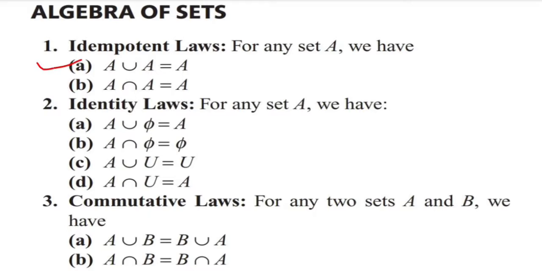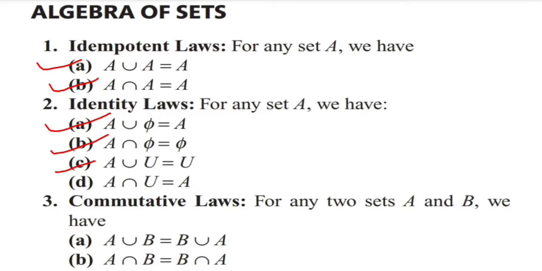Idempotent laws means for any set A we have A union A equals A, and the second one, A intersection A equals what? A. Next, second one, identity law. Identity means for any set A we have A union phi equals A, and A intersection phi equals what? Again phi.